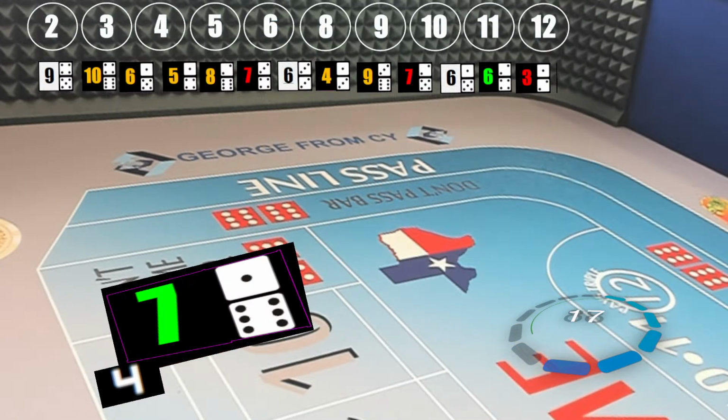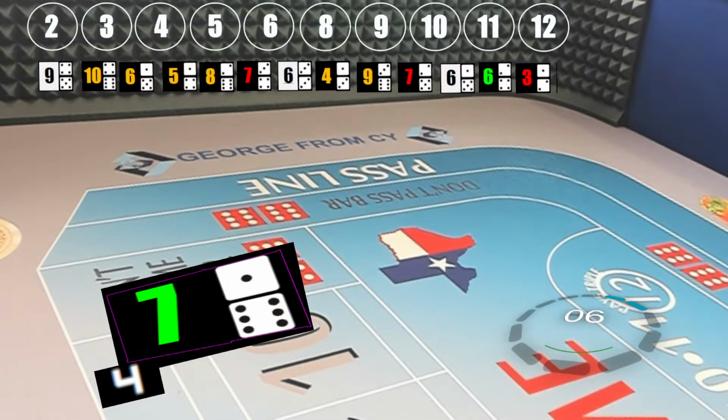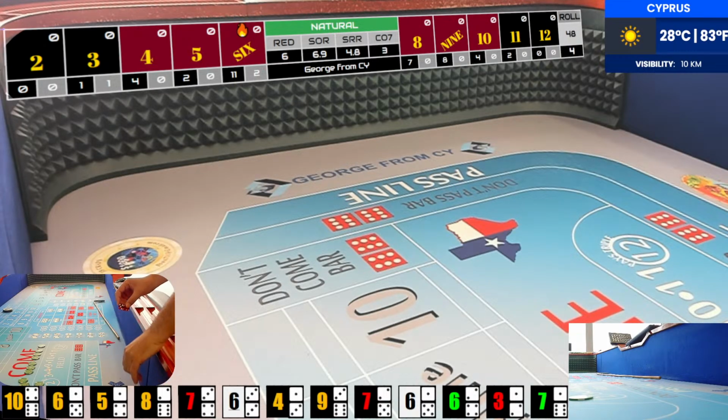So we were on 6-3-5-3. Our dice came out like that. We're gonna go here now. 1-4-2-4. Dice out.